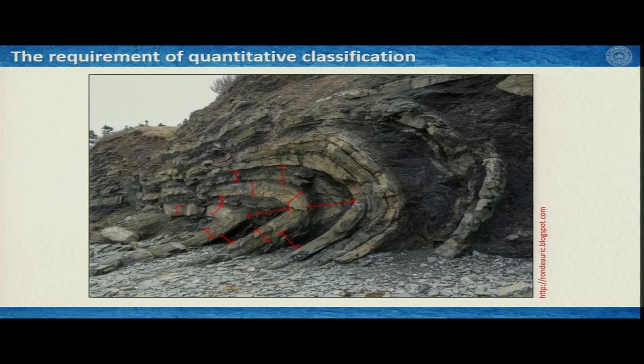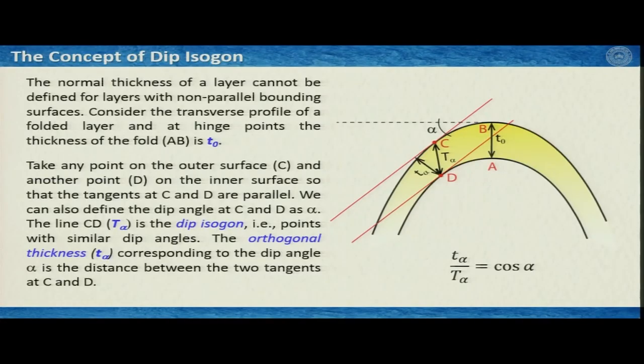So to take all these things into a comprehensive picture, the concept of dip isogon has been proposed by Professor John Ramsay. Now, what it says is that, as I was talking about, the normal thickness of a layer cannot be defined for layers with non-parallel bounding surfaces.